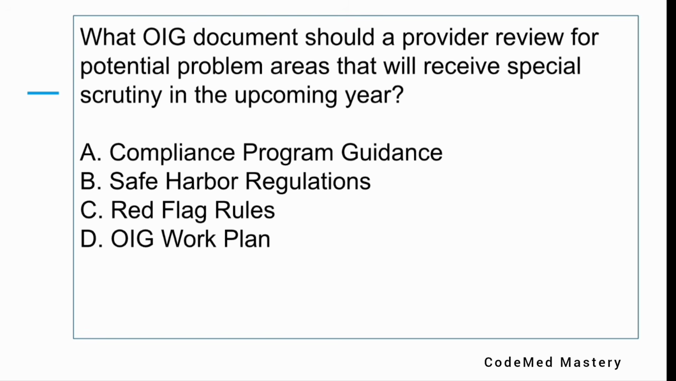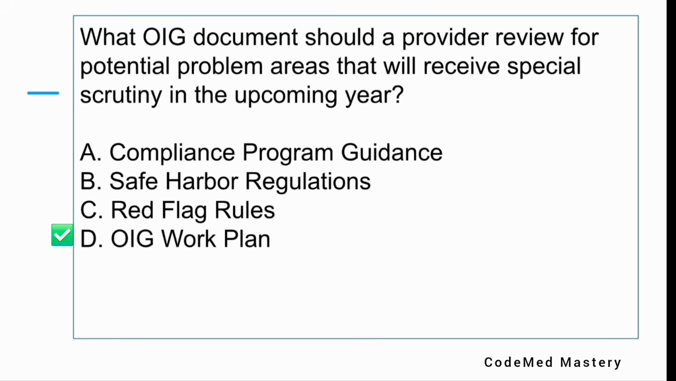Next question. What OIG document should a provider review for potential problem areas that will receive special scrutiny in the upcoming year? Option A, Compliance Program Guidance. Option B, Safe Harbor Regulations. Option C, Red Flag Rules. And option D, OIG Work Plan. The right answer is option D, OIG Work Plan.